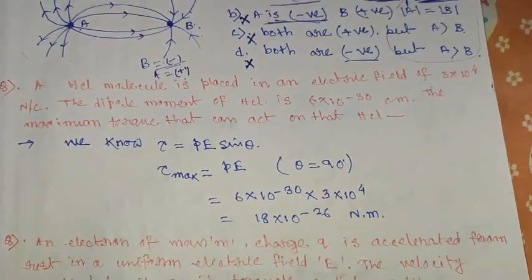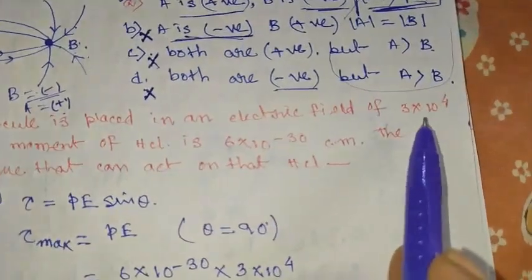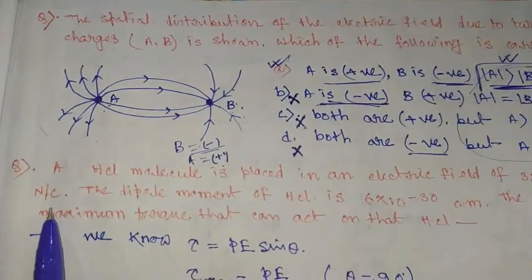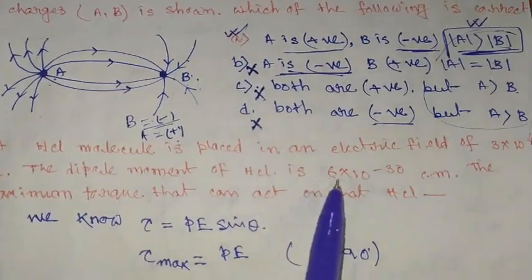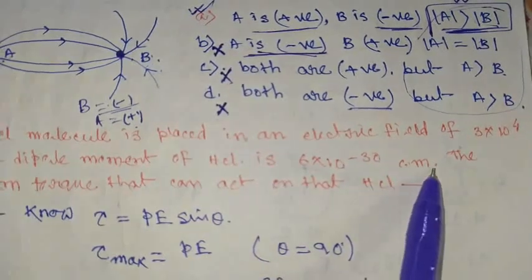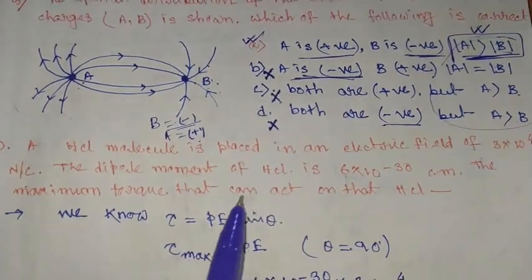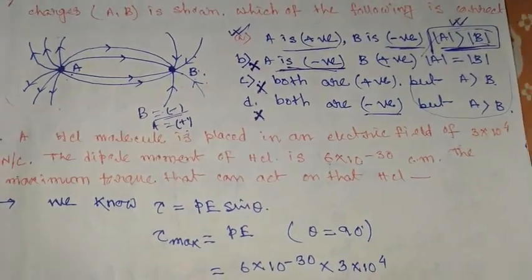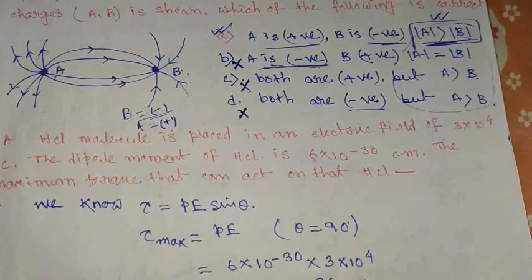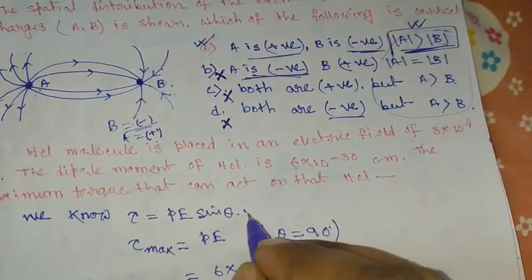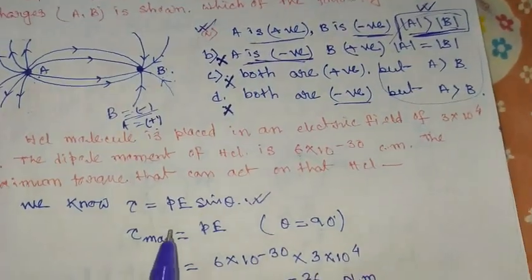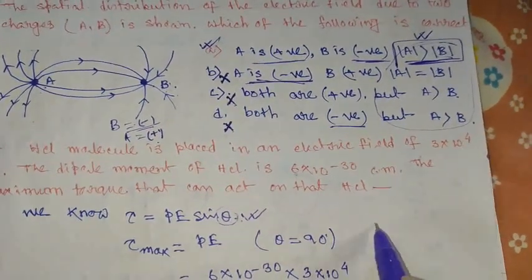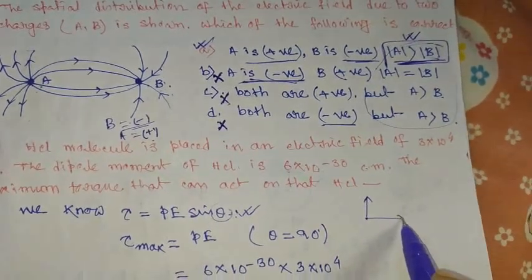An HCl molecule is placed in an electric field of field strength 3 into 10 to the power 4 Newton per coulomb. The dipole moment of the HCl molecule is given as 6 into 10 to the power minus 30 coulomb meter, and we have to find the maximum torque that can act on the HCl. We know the general relation of torque: tau equals PE sin theta, where theta is the angle between the direction of the electric field and that of the dipole moment.